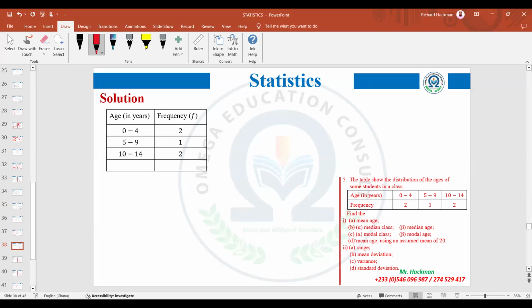Okay, take note. All right, so this is what we have. In this situation, we want to find, we are looking at Question 5. However, we want to do the D, and the D is ID. The D, what are we given? Assumed mean A to be equal to what? 20. Is that clear?